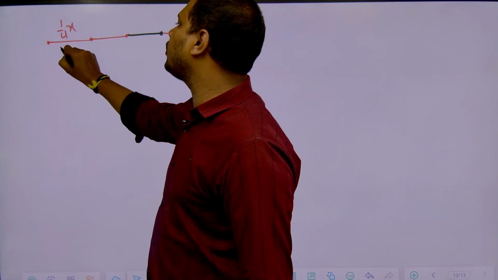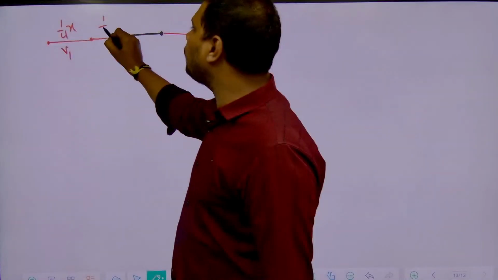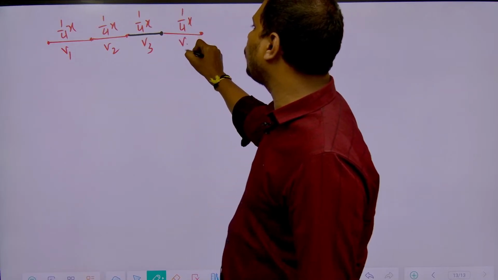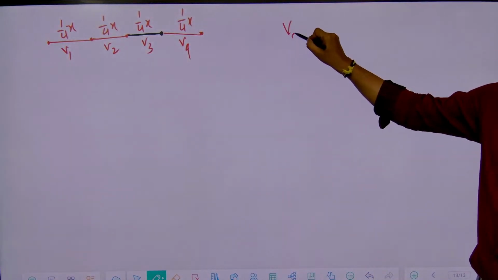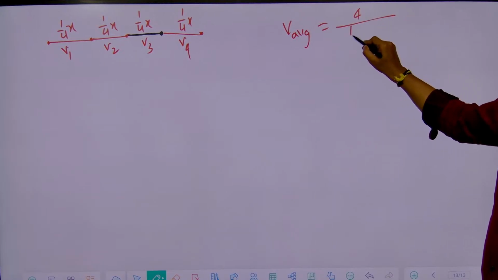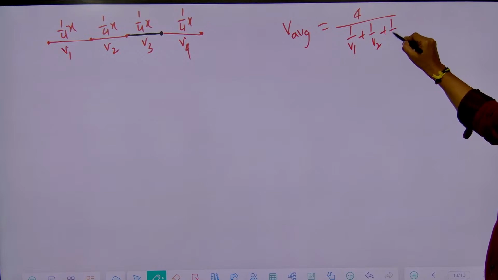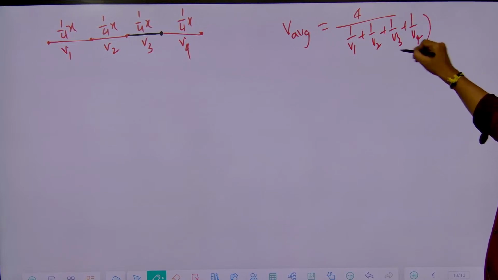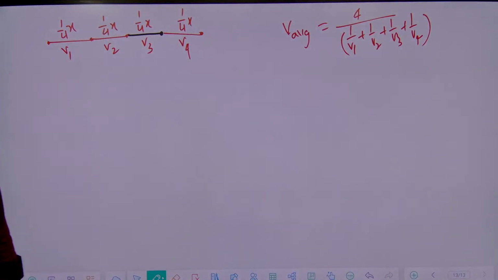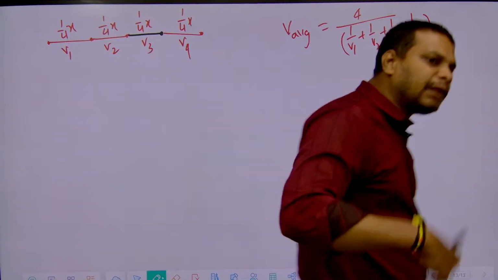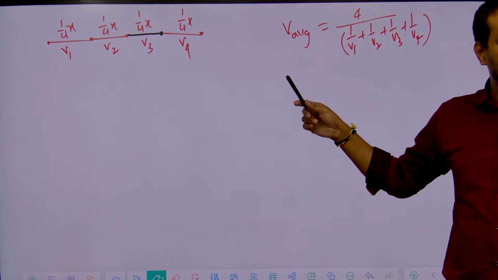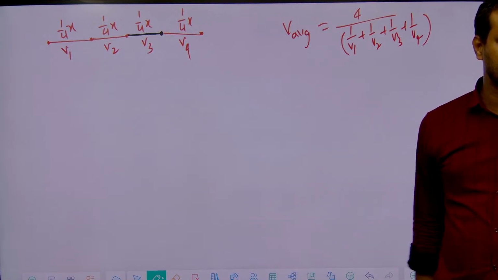First 1/4 distance with velocity v1, second 1/4 distance with velocity v2, third 1/4 distance with velocity v3, next 1/4 with velocity v4. Then what will be the average velocity at last? Tell me. 4 divided by 1/v1 plus 1/v2 plus 1/v3 plus 1/v4. In the same way, for 5 parts it is 5 divided by 1/v1 plus 1/v2 plus 1/v3 plus 1/v4 plus 1/v5. Like that, n parts means n divided by 1/v1 plus 1/v2 plus 1/v3 and so on up to 1/vn. This is the shortcut. Are you clear?